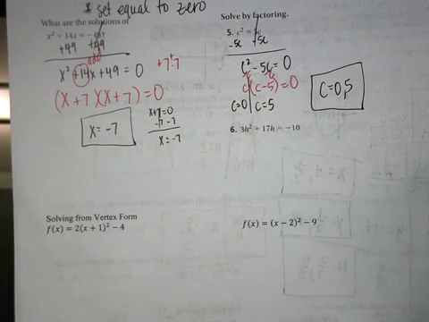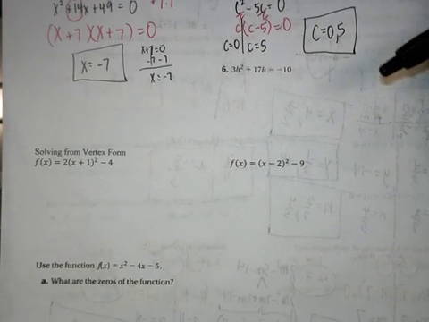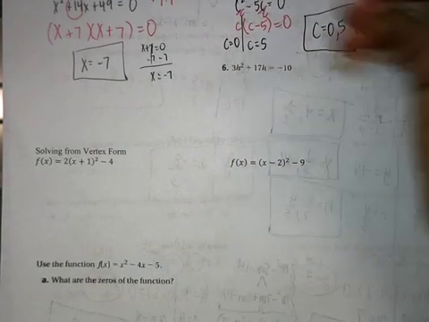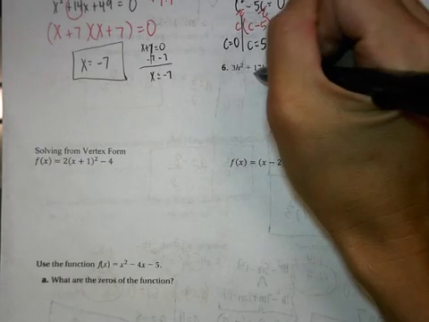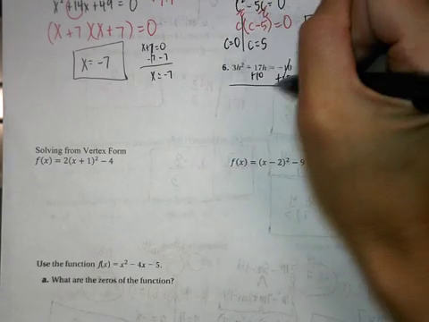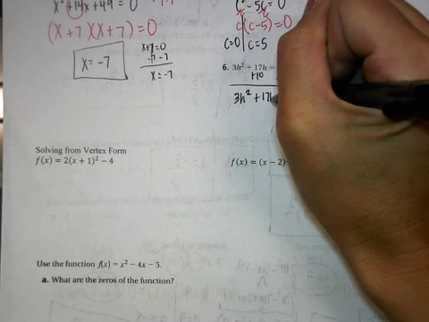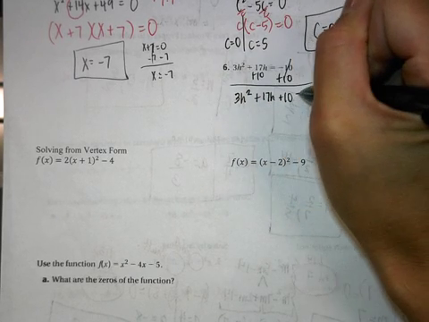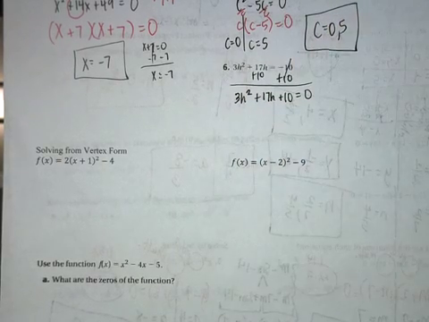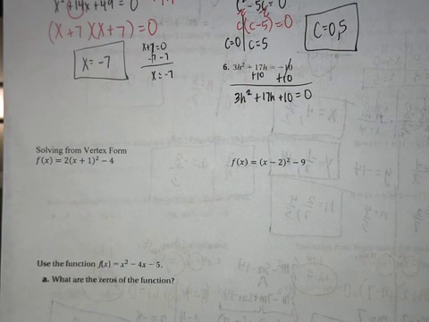What do I need to do here first? Good. Add 10 to the other side. So we have 3h squared plus 17h plus 10 equals 0. Can I do the shortcut on this problem? No. Why not?